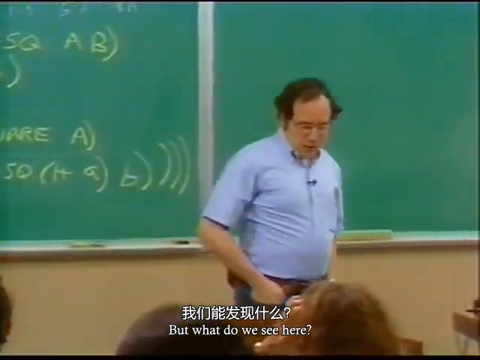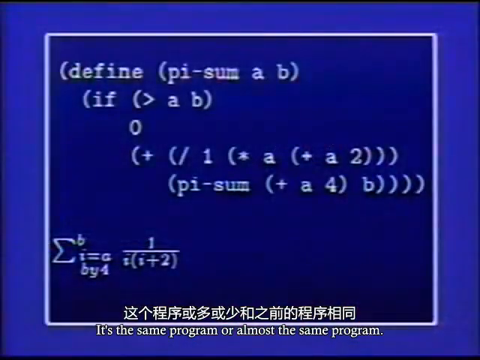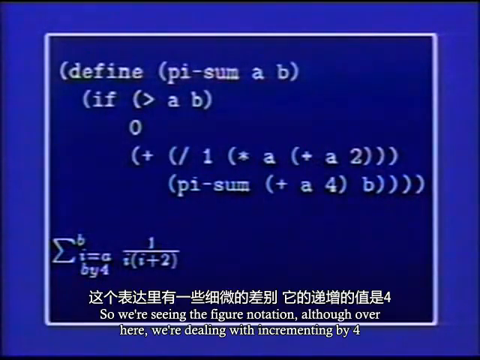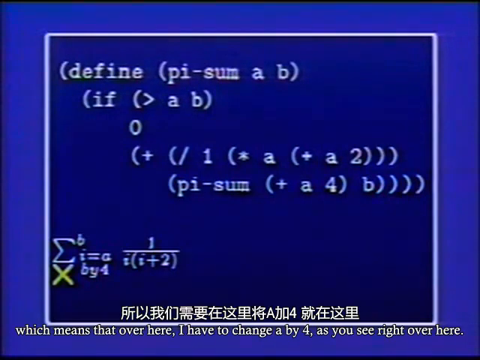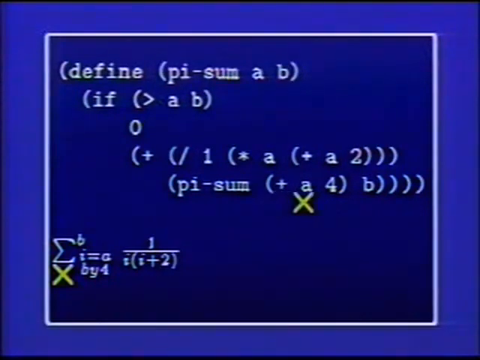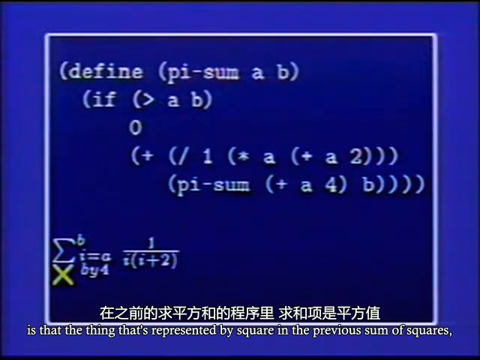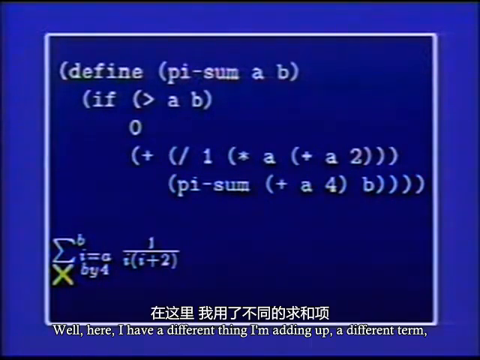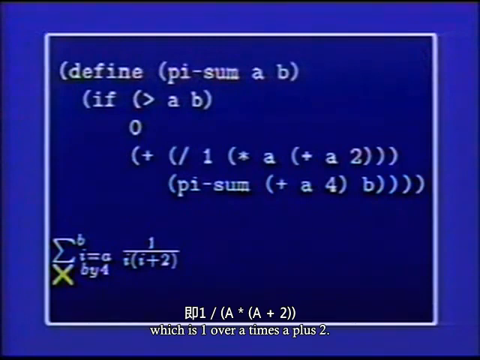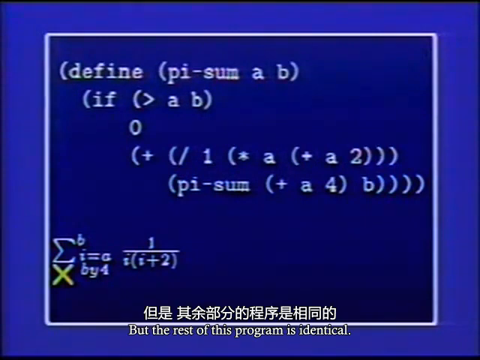But what do we see here? It's the same program, or almost the same program. It's a sum. Okay, so we're seeing the sigma notation, although over here we're dealing with incrementing by 4, so it's a slightly different problem, which means that over here I have to change a by 4, as you see right over here. It's not by 1. Okay. The other thing, of course, is that the thing that's represented by square in the previous sum of squares, or a when I'm adding up the integers, well, here I have a different thing I'm adding up, a different term, which is 1 over a times a plus 2. But the rest of this program is identical.